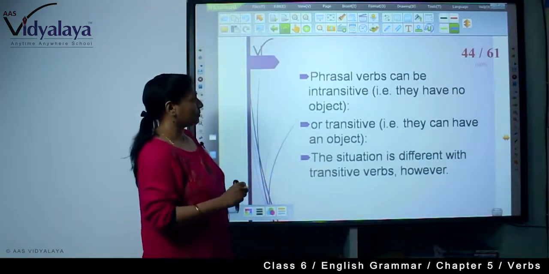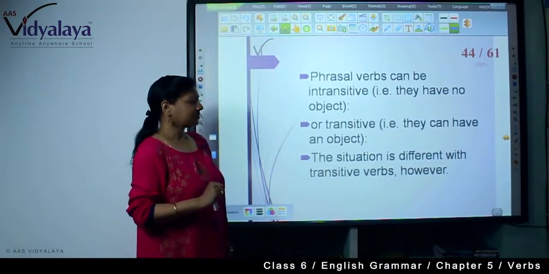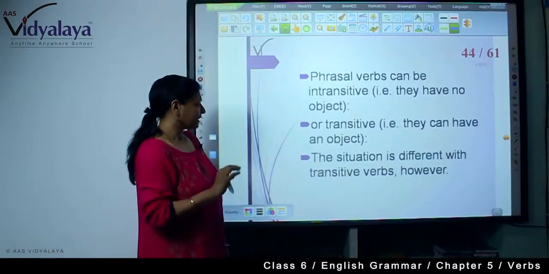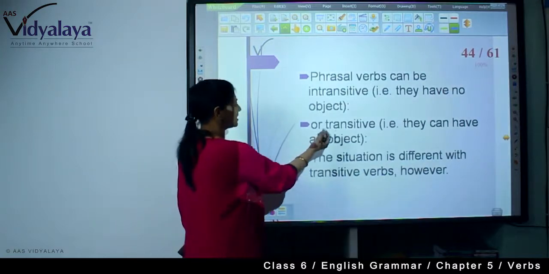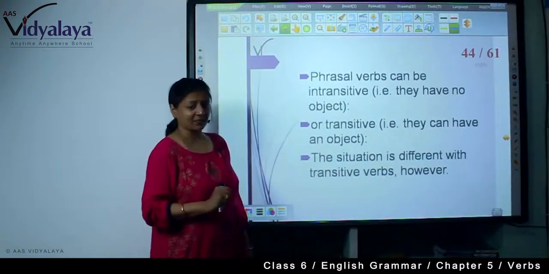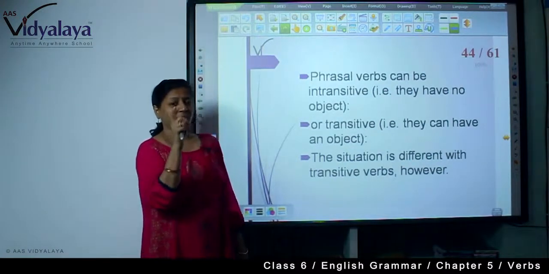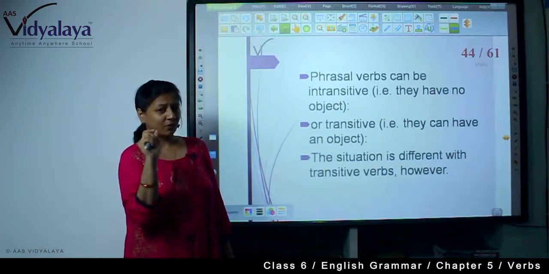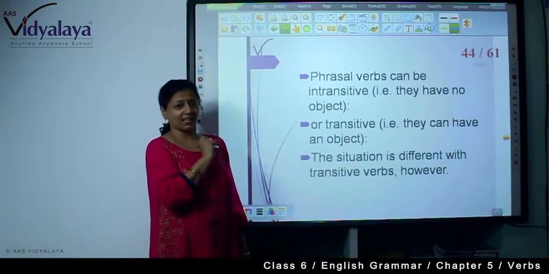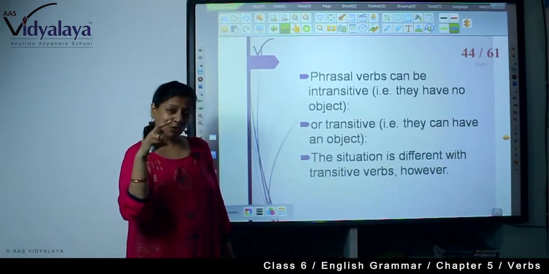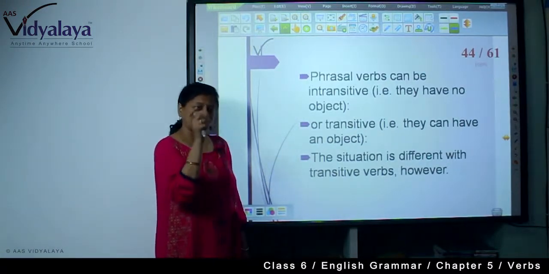Now, phrasal verbs can be intransitive, that they have no object, or transitive, that they can have an object, and the situation is different with transitive verbs, however. But when they are transitive verbs, the situation is little different. So what is the phrasal verb? We use the phrasal verb when we are adding with a verb an adverb or a preposition. So when we are adding verb or preposition and adverb with a verb, its actual meaning changes and it gives another meaning to that word.